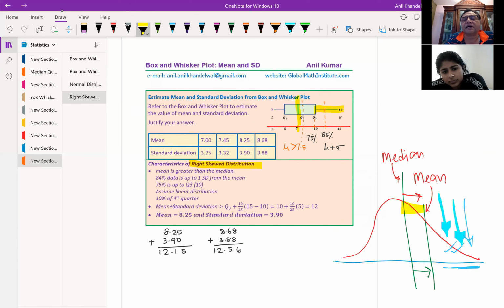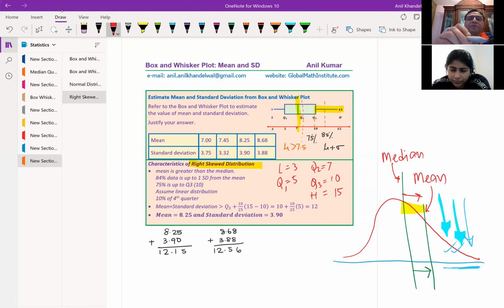We are given that the lowest value is 3 in this particular example. Let me write down. The value for L is 3. For Q1, it is 5. For Q2, which is the median, it is 7. For Q3, it is 10. And the highest value we are looking at is 15. These are the values which are given to us.